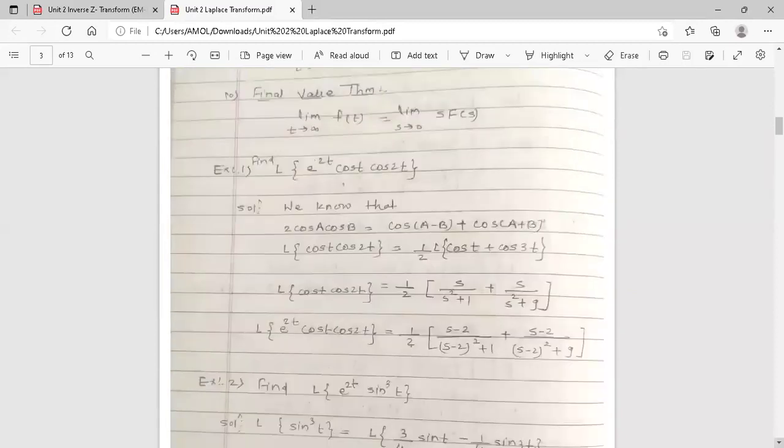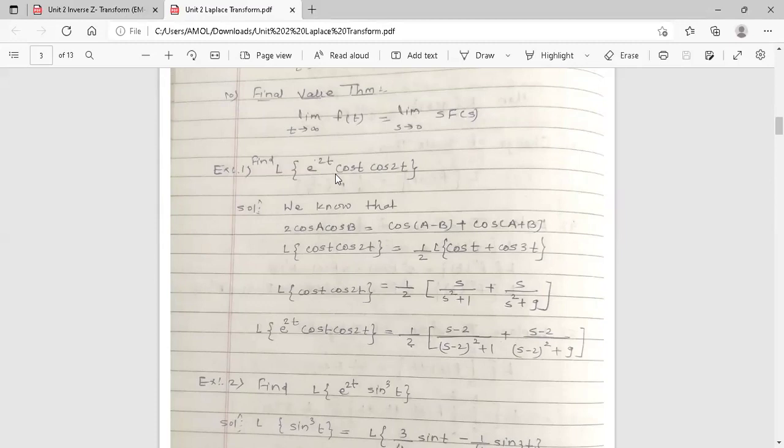Now the examples. For the first example, find Laplace transform of e raised to 2t into cos t into cos 2t. Now we know that 2 cos a cos b is equal to cos of a minus b plus cos of a plus b. See, in the given example, there are three functions, product of three functions. We can find the Laplace transform of product of two functions when one of them is exponential and second one is any function of t, using shifting property. But here, there are three functions.